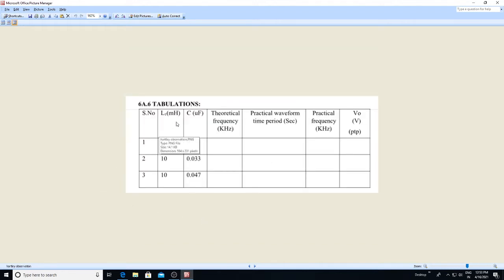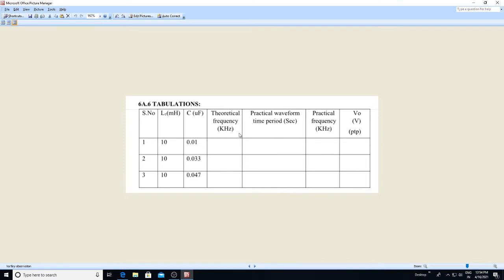Here we have the inductance in millihenry, that is 10, which is fixed, as well as the capacitor which you have in parallel to the inductors. We are varying that capacitor. It's a variable. You are going for 0.01 microfarad, 0.033 microfarad, and 0.047 microfarad. For the theoretical value, you have the formula F is equal to 1 by 2 pi root of L and C, where L is 10 and C is equal to 0.01 microfarad. Similarly, you vary the values of the capacitor and find the theoretical values by substituting them in the formula.